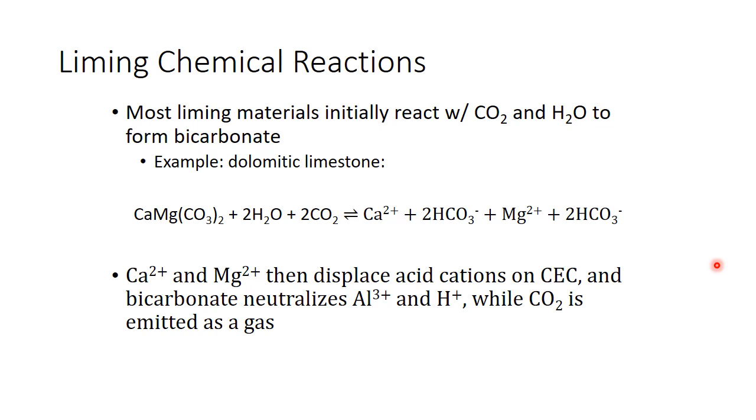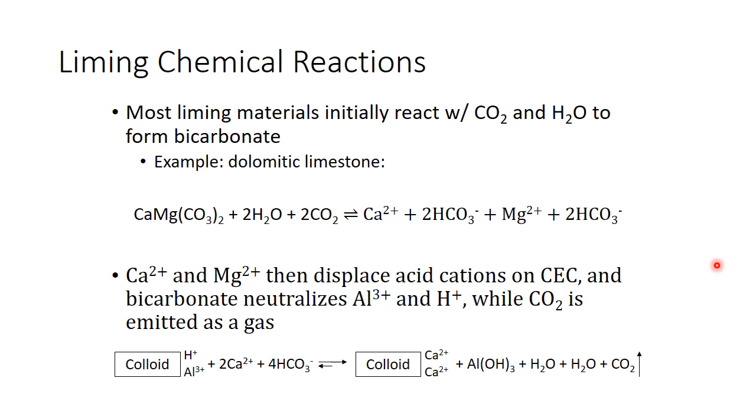The calcium and magnesium are important here because they displace the acid cations in the CEC. We're adding cations, and those cations have to be in equilibrium with what's actually adsorbed onto the CEC. As they reach equilibrium and release hydrogen, the hydrogen goes into solution and is available to be neutralized by the carbonate. Then the end product is CO2, which gets emitted as a gas, allowing this reversible reaction to proceed forward.